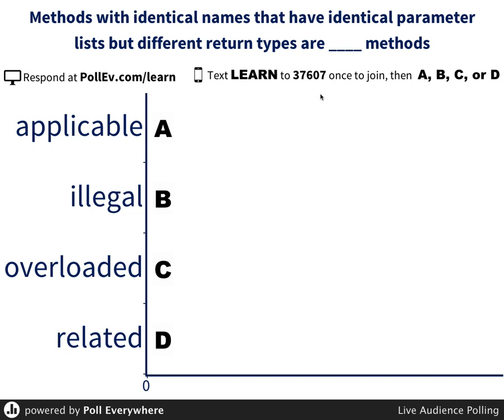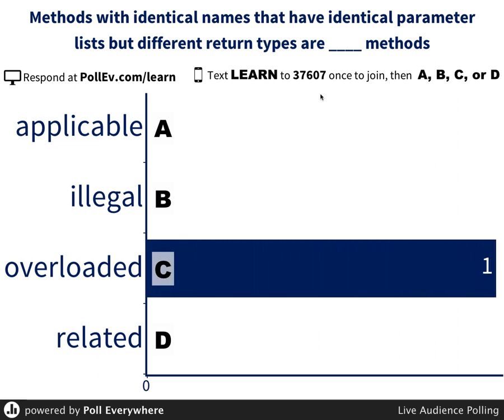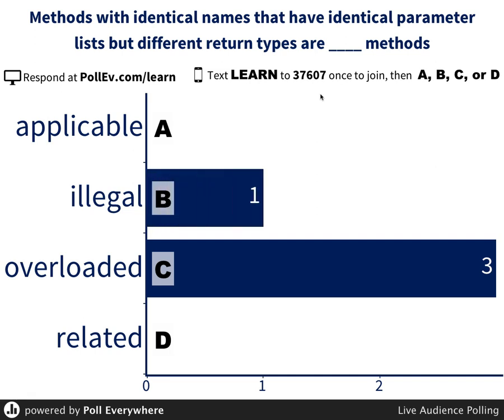Methods with identical names that have identical parameter lists, but different return types are blank methods. Please join me on polev.com/learn. And you can join me the same way you did yesterday. A is applicable, B is illegal, C is overloaded, D is related, right? And we'll see what you guys are like now.